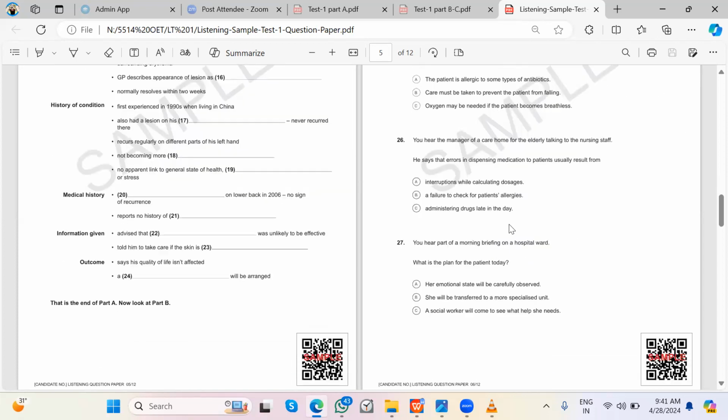Question 26. You hear the manager of a care home for the elderly talking to the nursing staff. Now read the question.